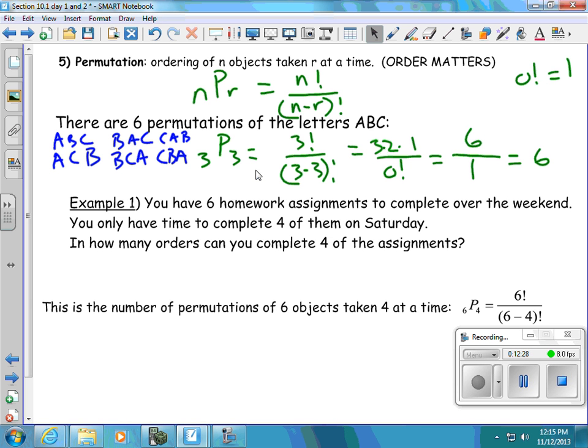You have 6 homework assignments to complete over the weekend. You only have time to complete 4 of them on Saturday. In how many orders can you complete 4 of the assignments? So if order matters, which one you do first and which one you do last, it's a permutation. We'll talk about what it means when order doesn't matter. So we have it set up here, 6 things, choose 4, 6 factorial over 4 factorial.